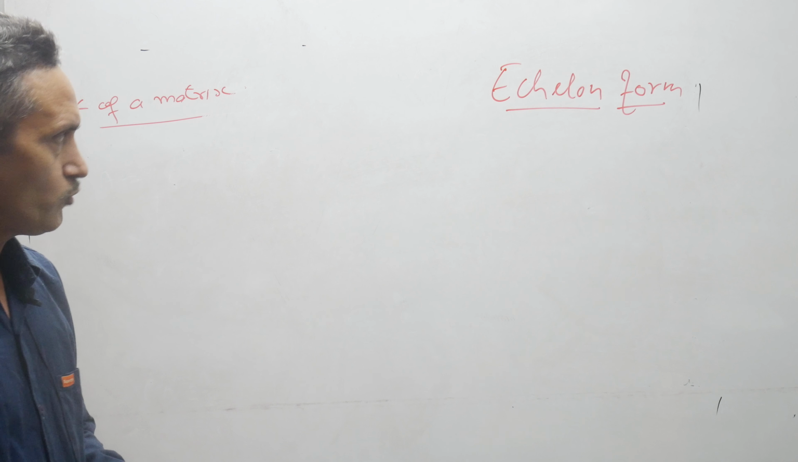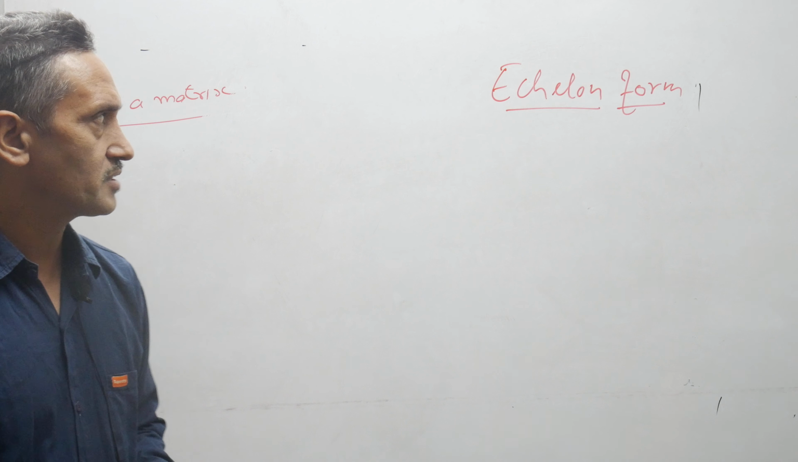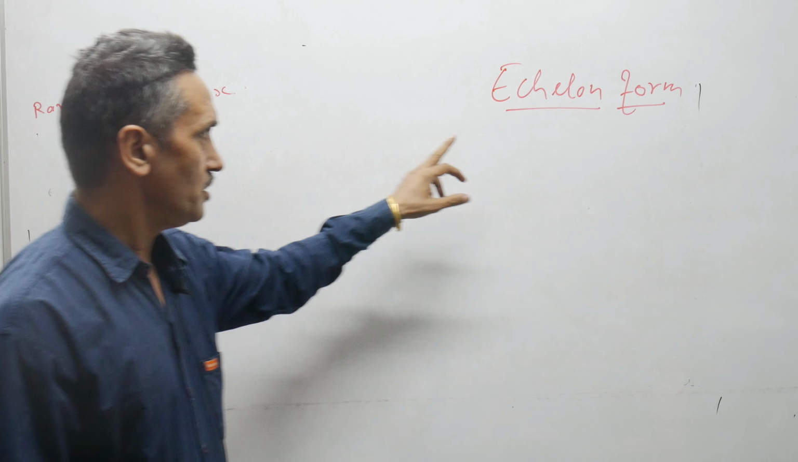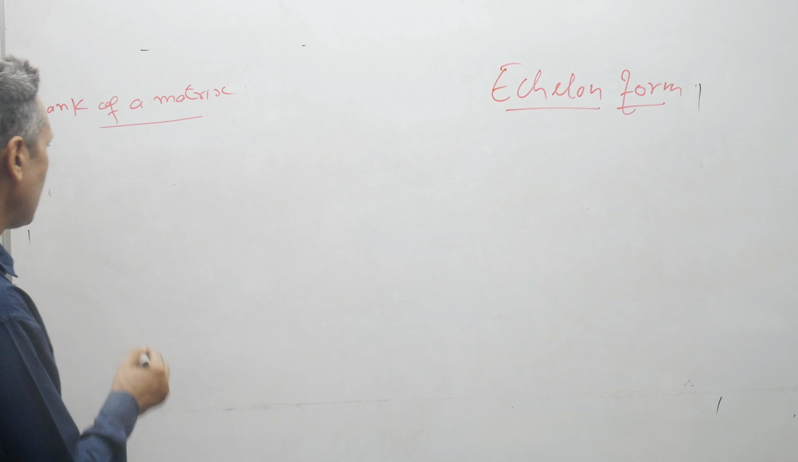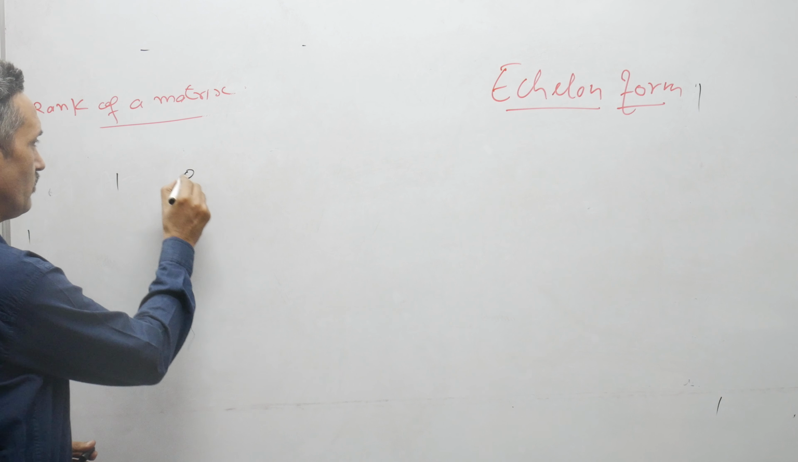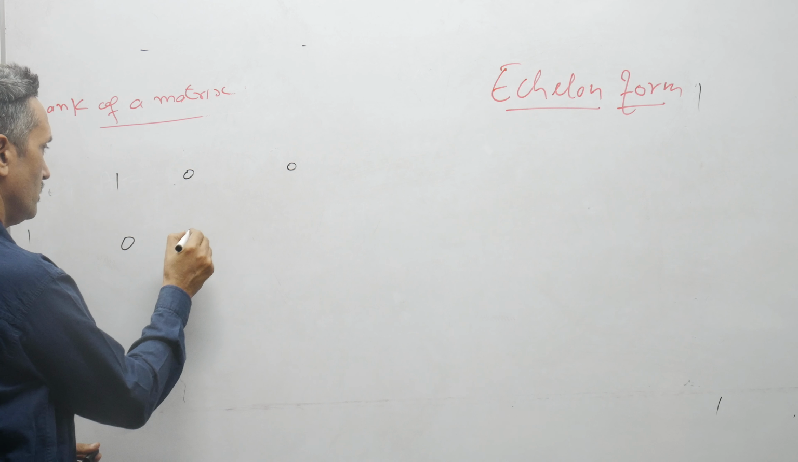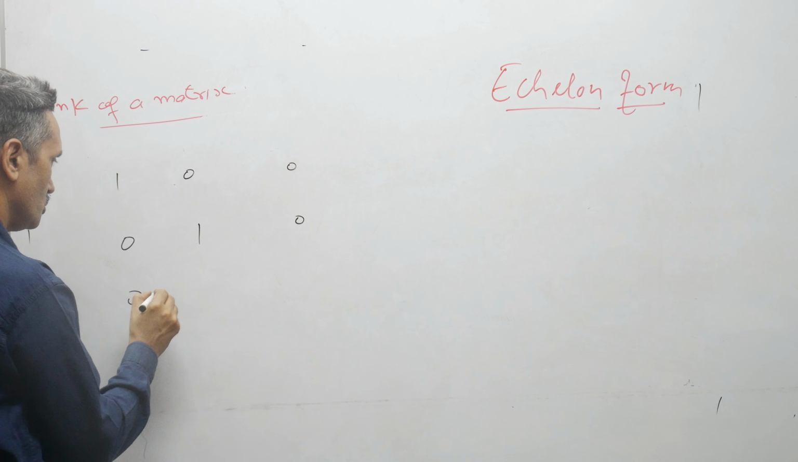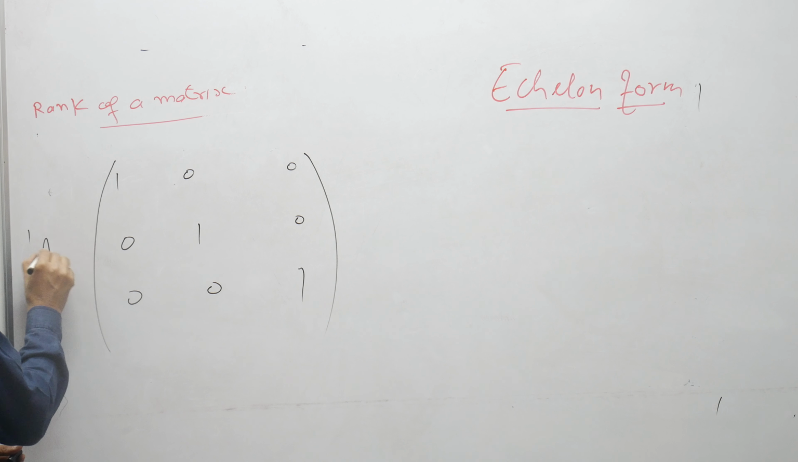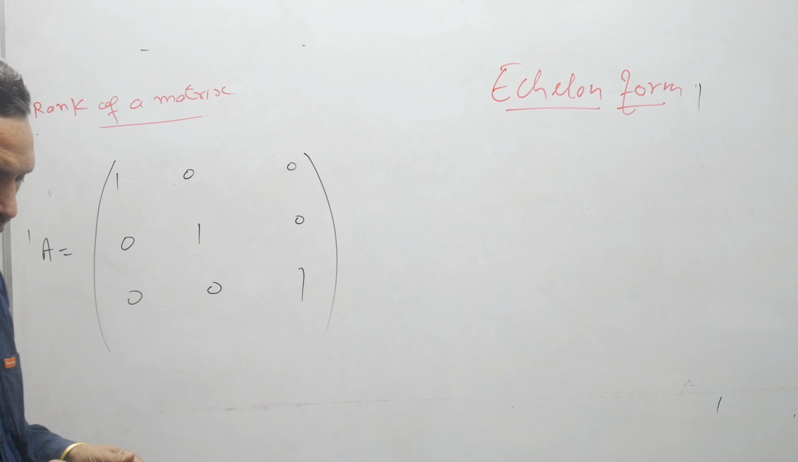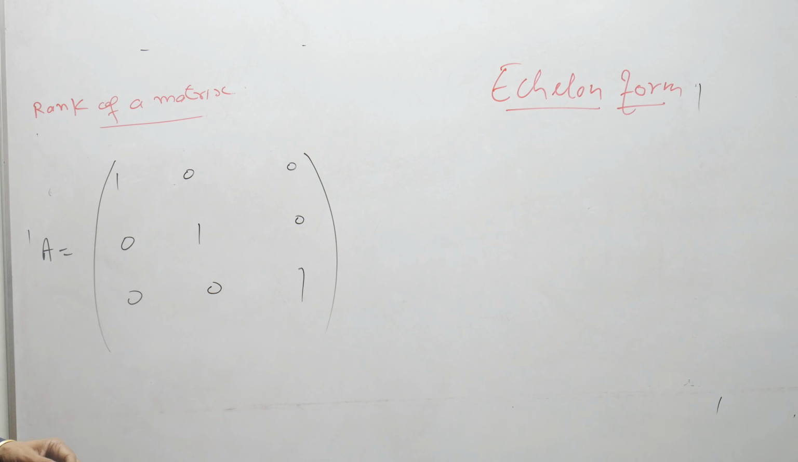So before we find rank, we first try to understand what is echelon form of a given matrix. To understand this, I start with an example. Suppose I have this matrix. I name it A. Now what we observe?